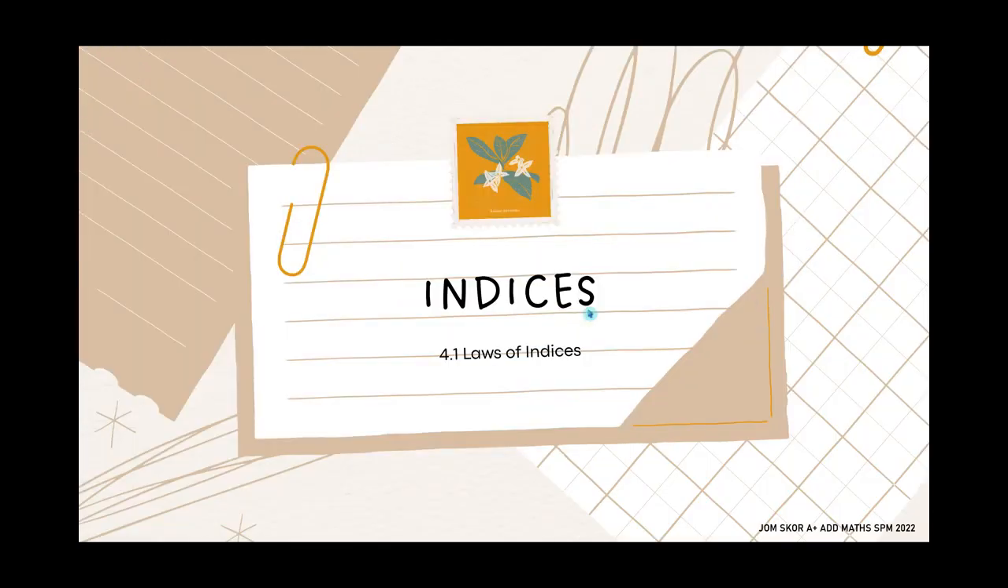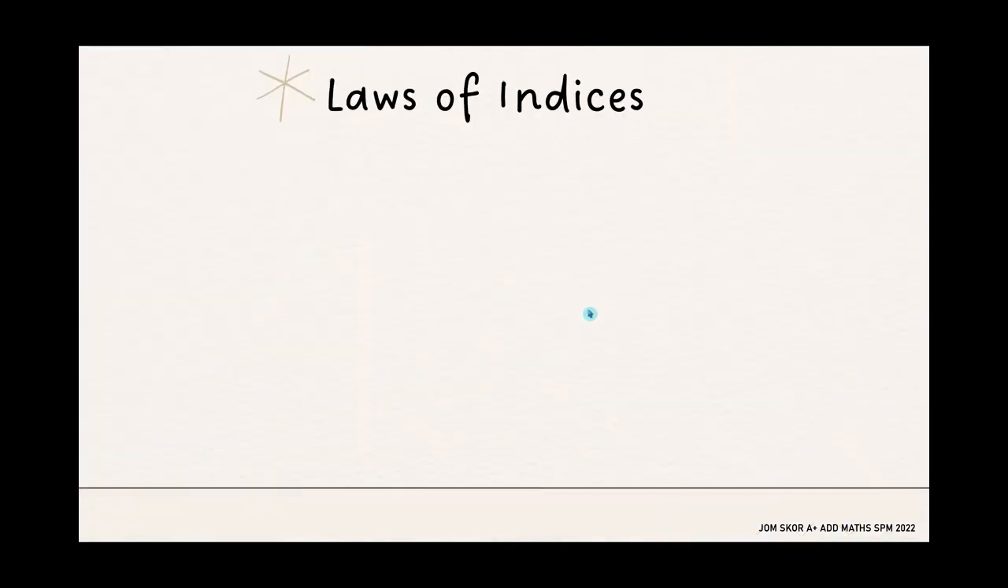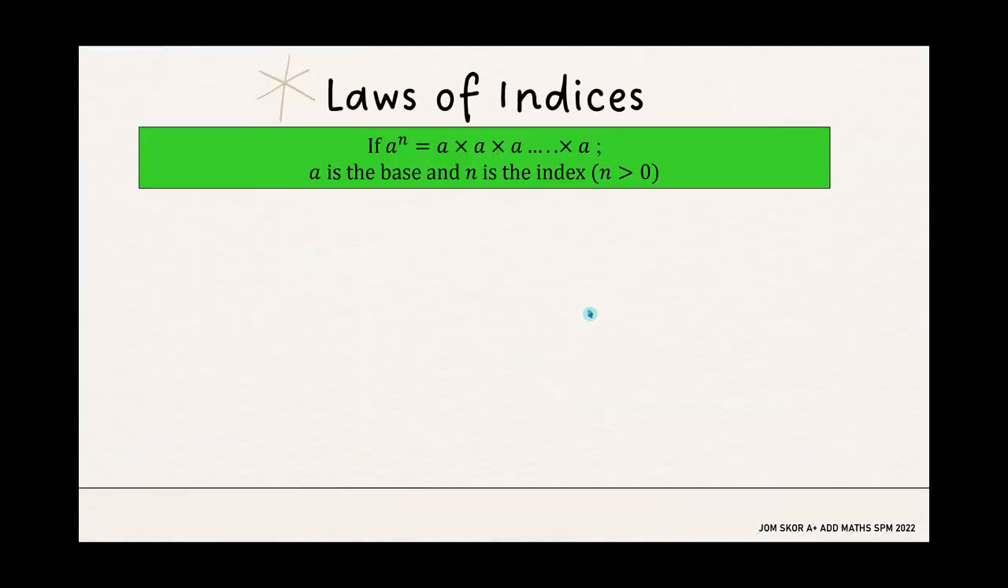So we're going to start with indices. You have learned that a to the power of n is the index number, with a being the base and n is the index. Okay, so a to the power of n is equal to a times a for n times. Again, a is the base, n is the index or power.